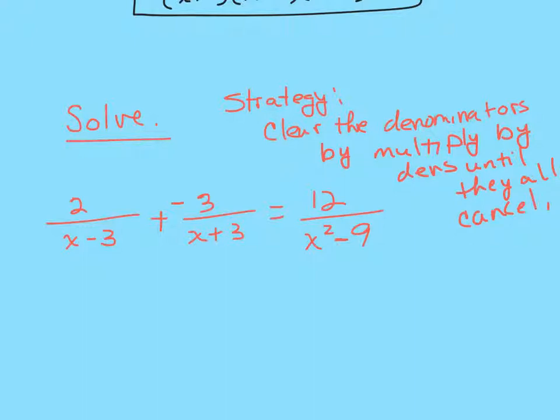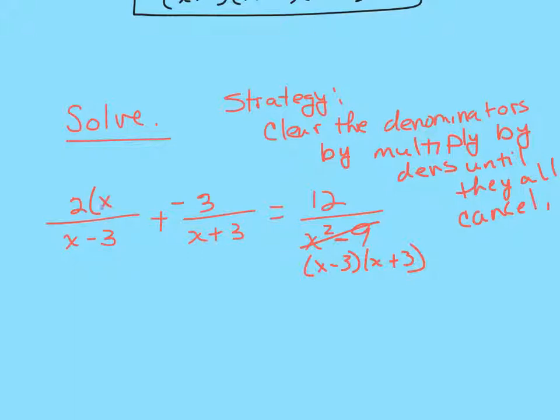So class, will x minus 3 factor? Will x plus 3 factor? Will x squared minus 9 factor? Yeah, it'll factor x minus 3, x plus 3, won't it? Okay, now let's do what it says over here. Multiply by the denominators until you get them all to cancel. Is everybody ready? Aiden, are you ready? Yeah. Are you ready, Caitlin? Yes.